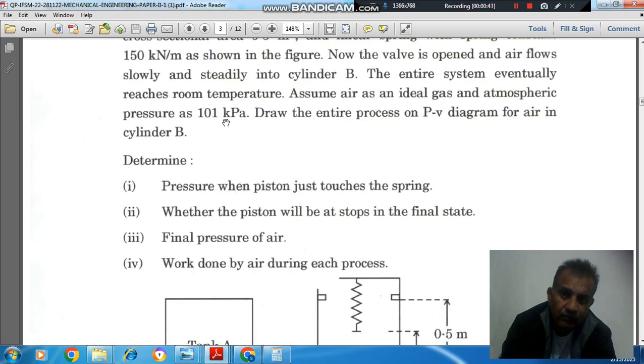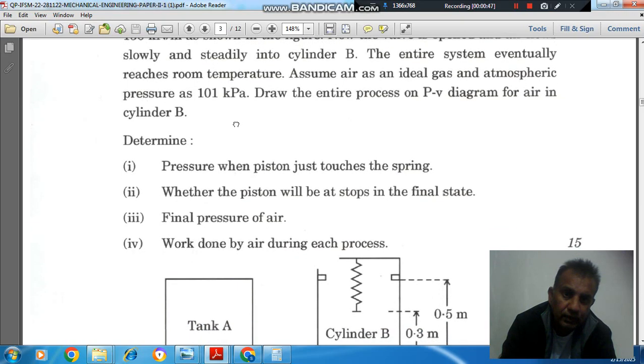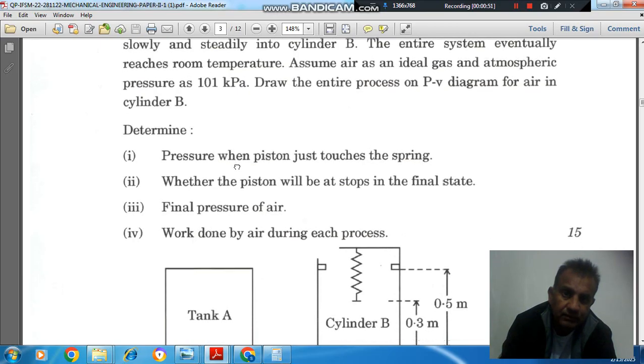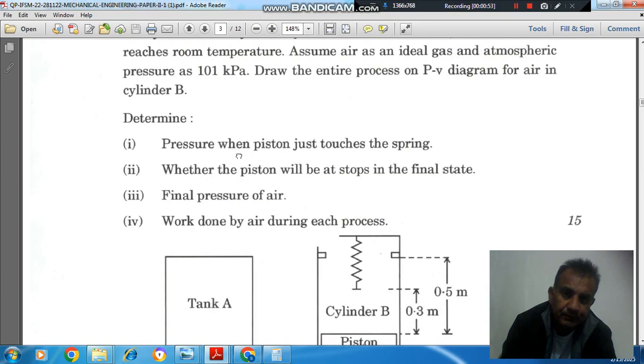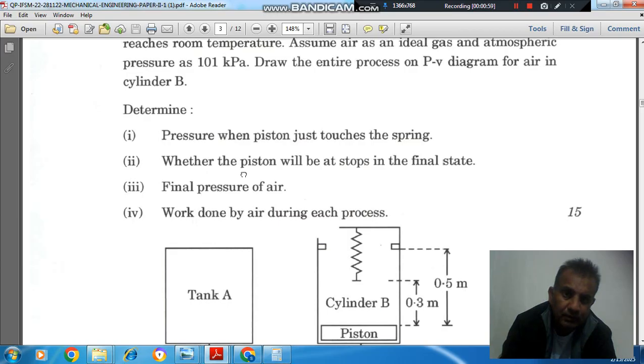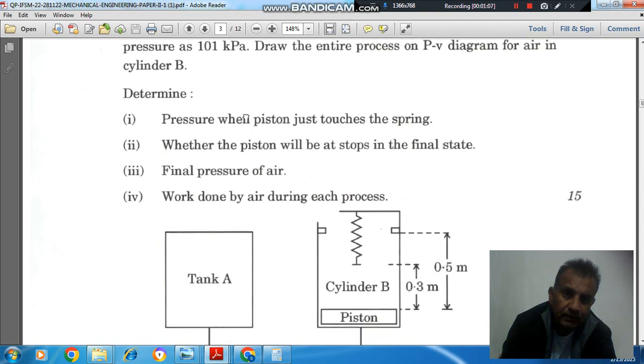Now the valve is opened and air flows slowly and steadily into cylinder B. The entire system eventually reaches room temperature. Assume air as an ideal gas and atmospheric pressure as 101 kPa. Draw the entire process PV diagram for air in cylinder B.